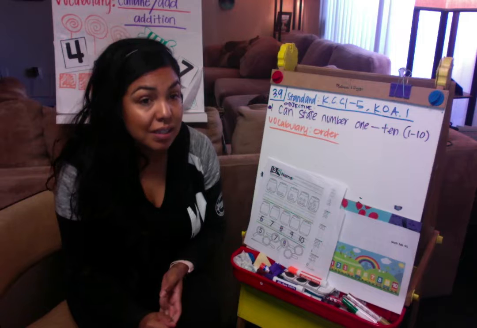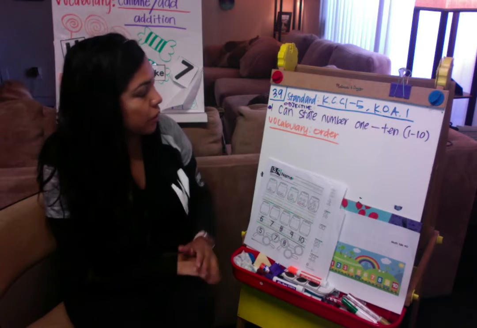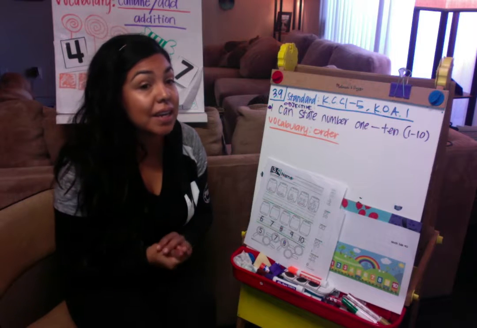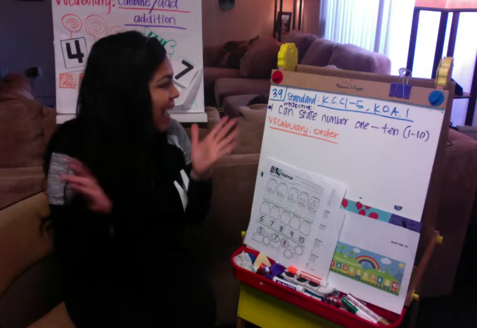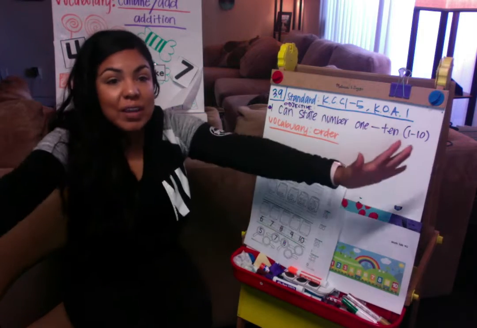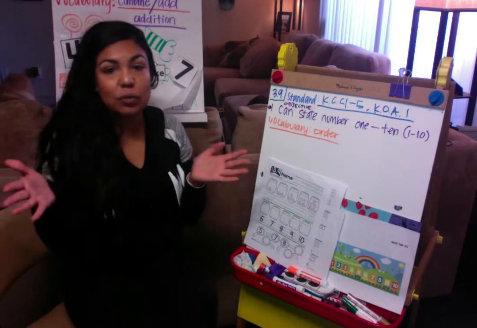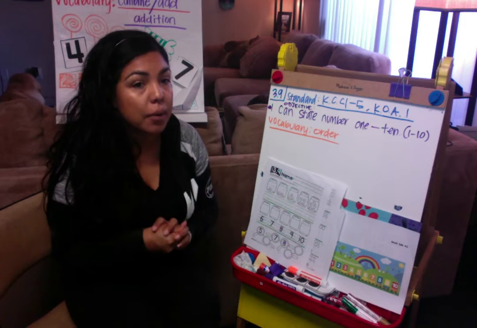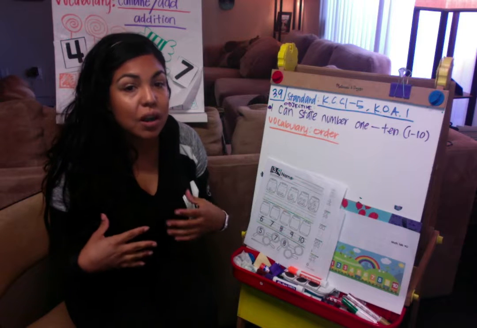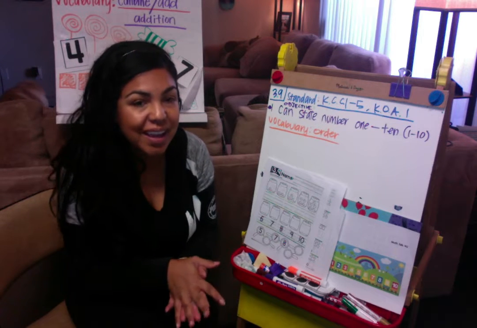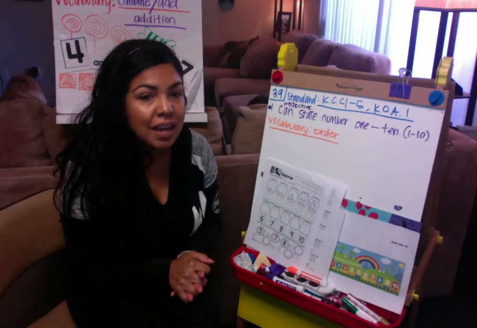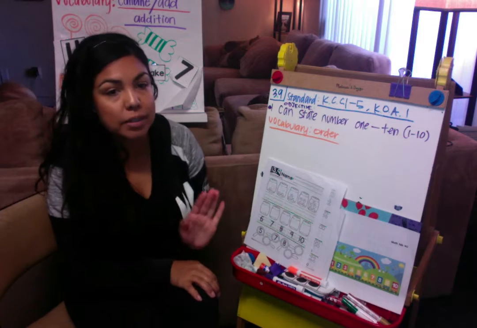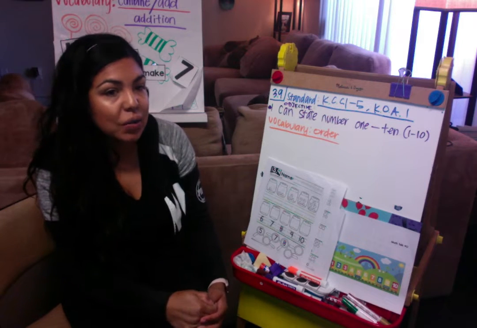So our unit standard is listed right up here. Counting cardinality, 1 through 5, and operational algebraic thinking, number 1. Our objective for today is I can state number 1 all the way to number 10. Can you guys do it by now? I think so. We're going to practice and make sure we can do it today. We want to be able to count all the way to number 10, and we're going to do that together. We're going to use our train to help us go forwards and backwards.